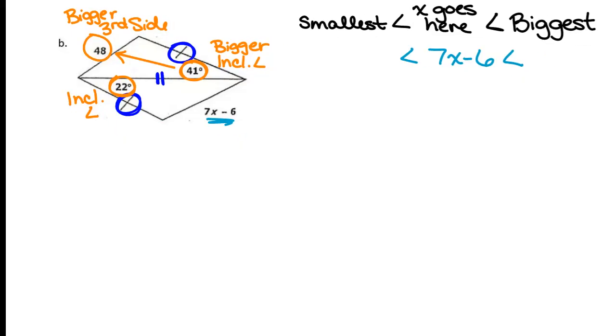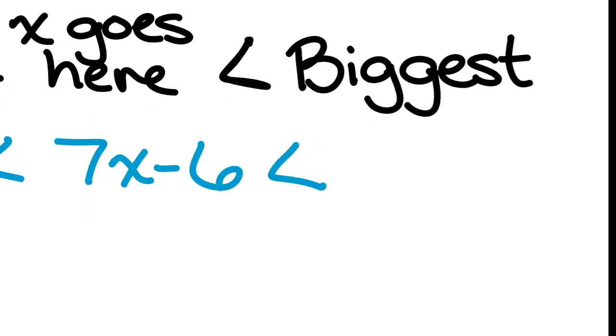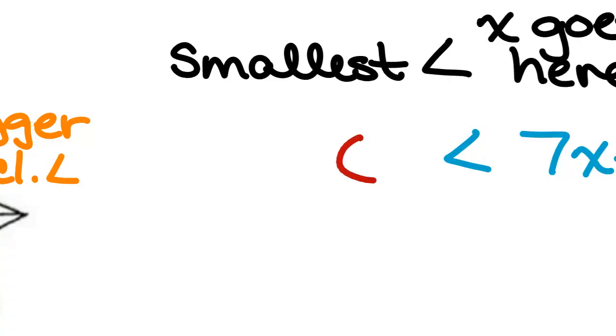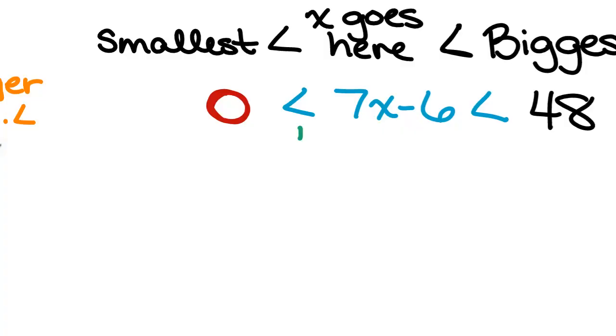All right, we said that that's the bigger third side. Where do I put bigger things? On the bigger side. So that's where 48 goes. Well, all sides have to be bigger than what? 0. So whenever I don't know a smallest, I always fill it in with a 0. Angles have to be bigger than 0. Sides have to be bigger than 0. Let's draw in our fences.